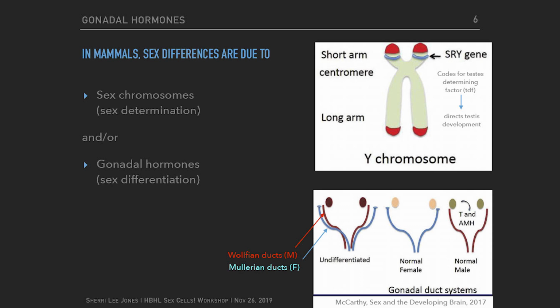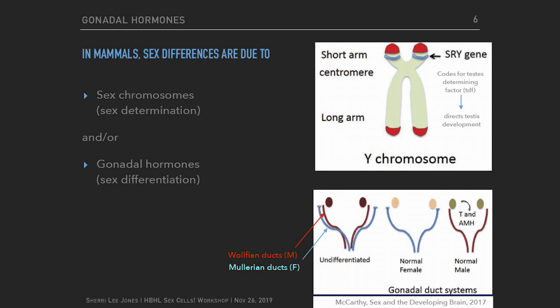So here's our Y chromosome, and on the Y chromosome, right, which is in males, we have this SRY gene, which is called the sex determining region of Y. And what the SRY gene does is it codes for a protein called testes determining factor, which leads to the undifferentiated gonads to develop into testes. So we all looked like this back in utero, okay? We both had these undifferentiated gonads. We had the Wolffian ducts and the Mullerian ducts.